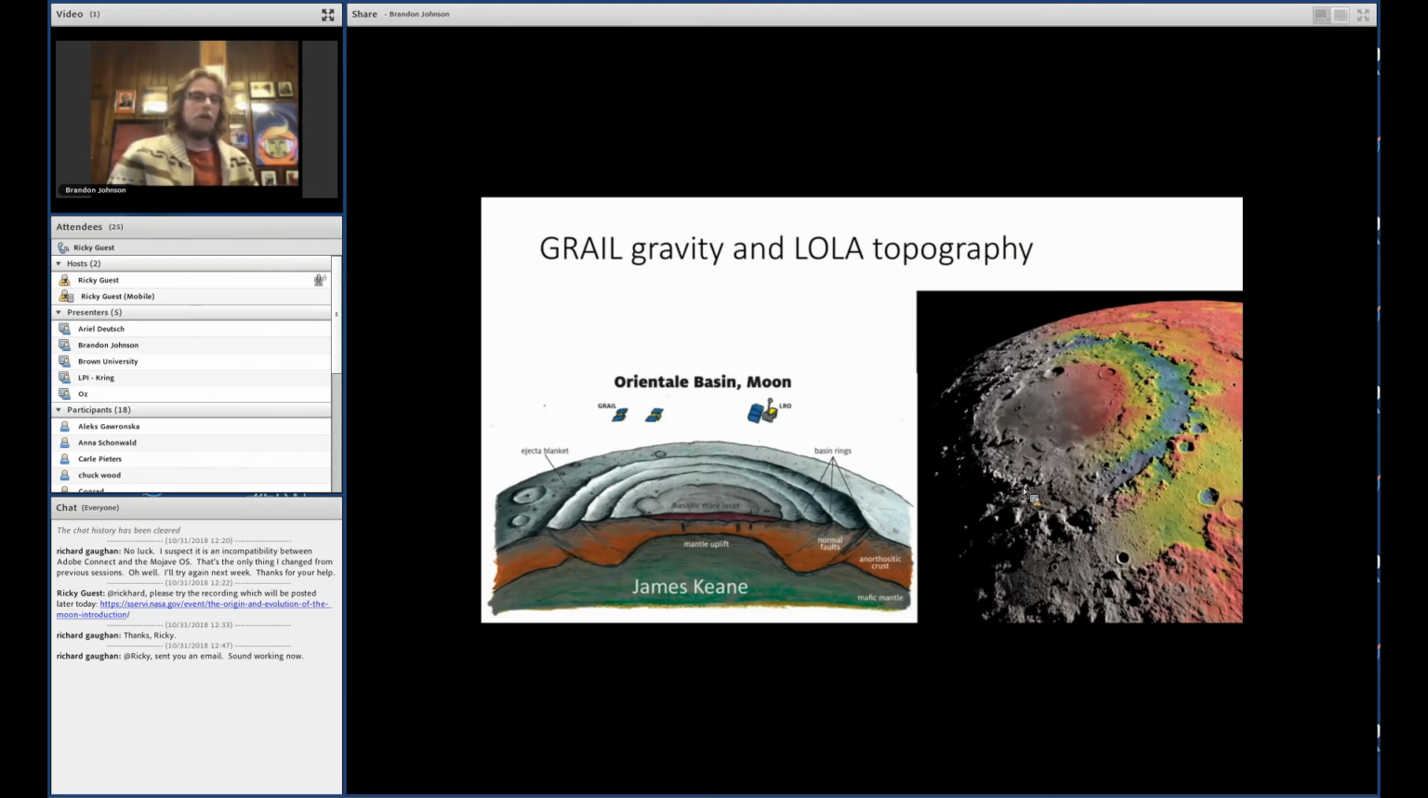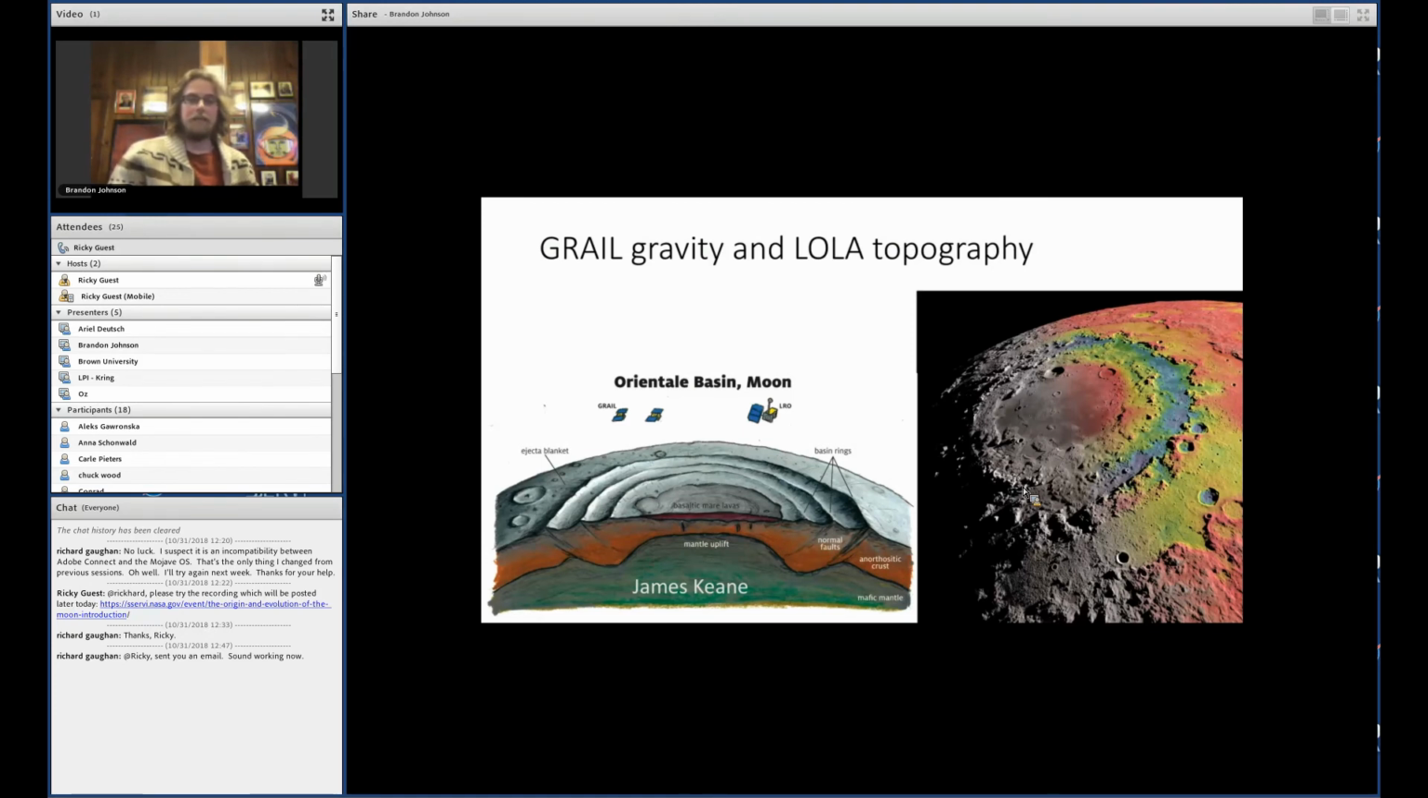So this is from James Keane, showing what we think Orientale looks like on the interior based on GRAIL and LOLA. And so from these data sets, we have this idea that the outer two rings are normal faults that cut all the way through the crust of the moon down into the mantle. And the innermost ring is more consistent with a peak ring, and that doesn't seem to show any real signature to great depth, so it's not consistent with a large fault or something like that. And in the center, we have this large-scale mantle uplift, and that's surrounded by a region of thickened crust.